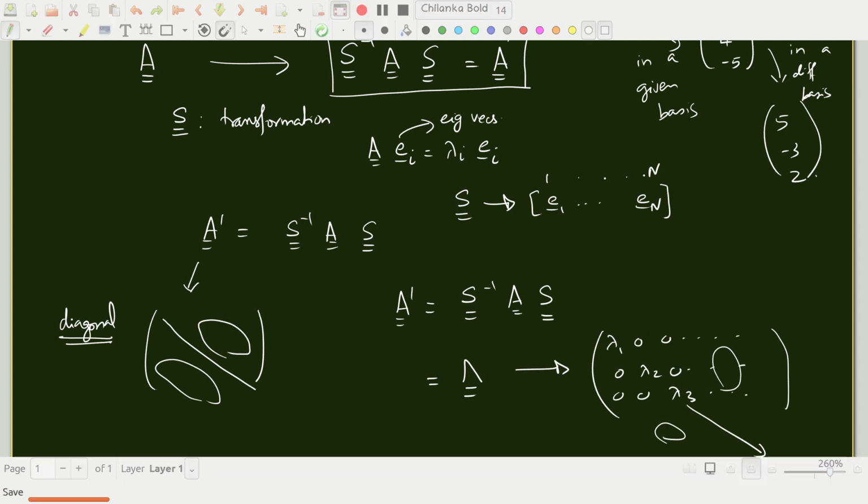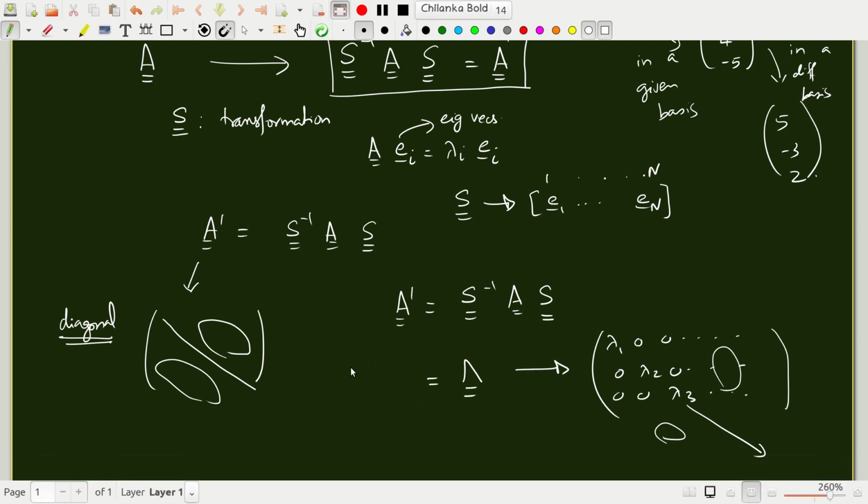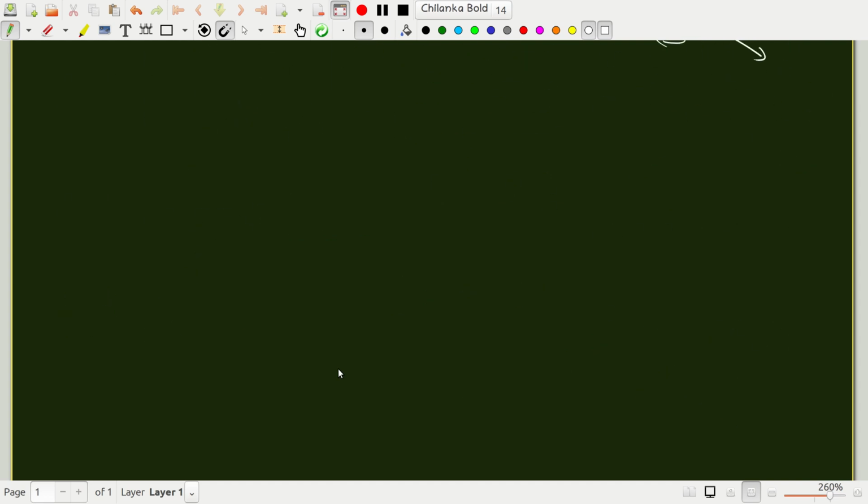This is termed diagonalization of a matrix. Now the point is, this all works when you have a set of orthogonal eigenvectors, and these are guaranteed when the underlying matrix is a Hermitian matrix.